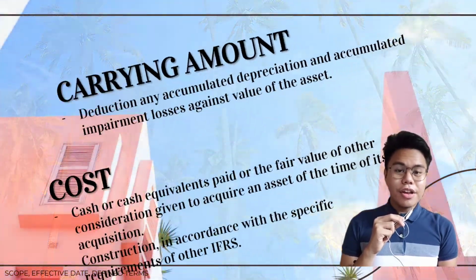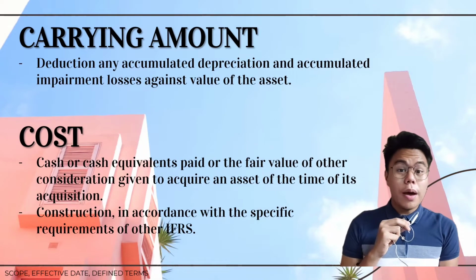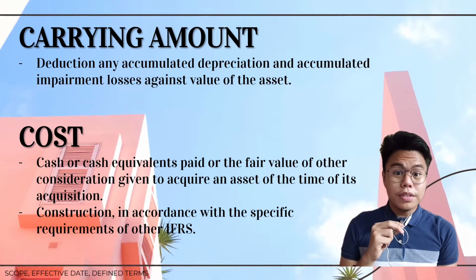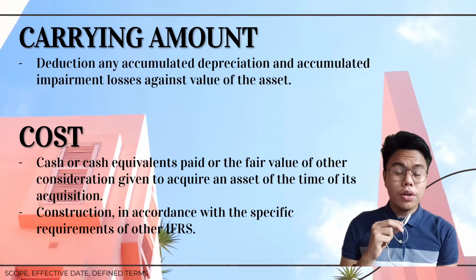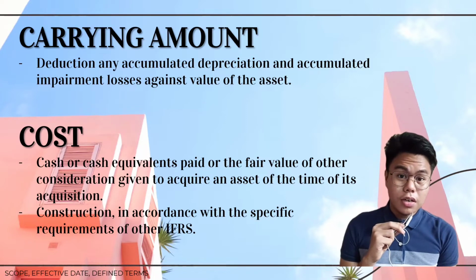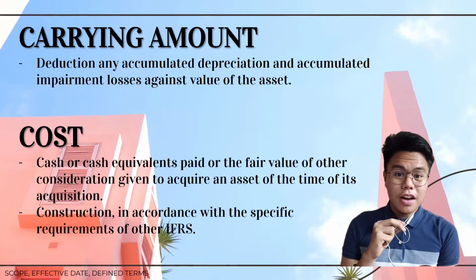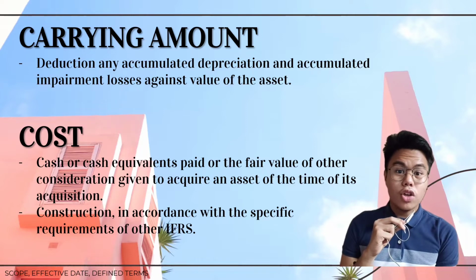Next is the carrying amount. It refers to the amount of an asset derived from this equation, which is the historical value of the asset minus any accumulated depreciation. Then we also subtract the accumulated impairment losses as well.